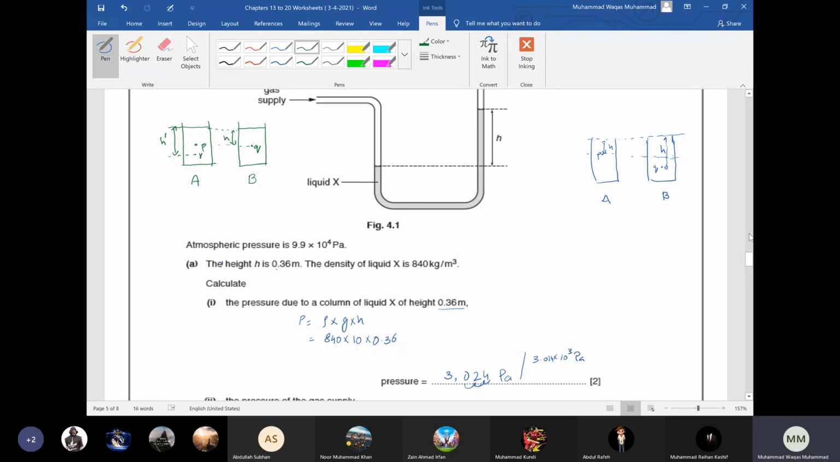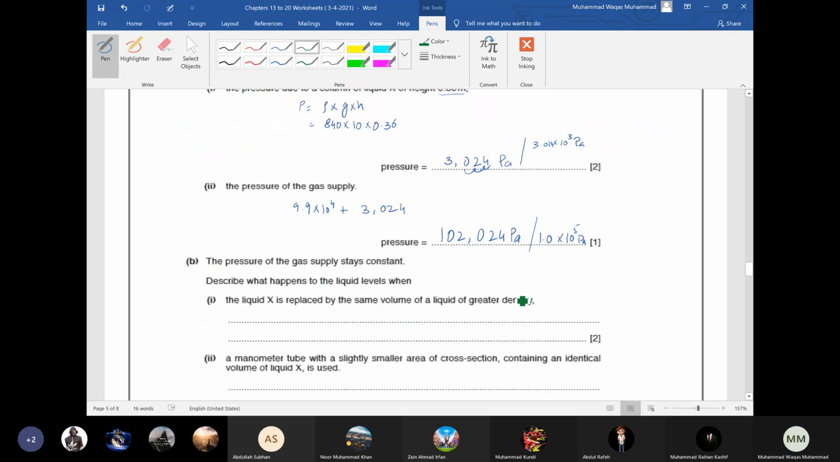Now can you tell what will happen to the level of the liquid when liquid X is replaced by the same volume of a liquid of greater density? So beta, what will happen to the left level?